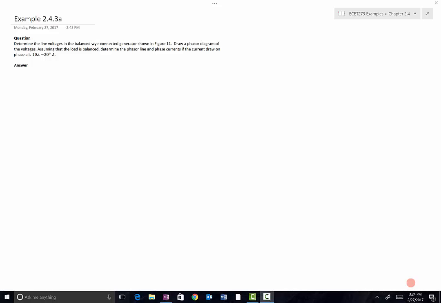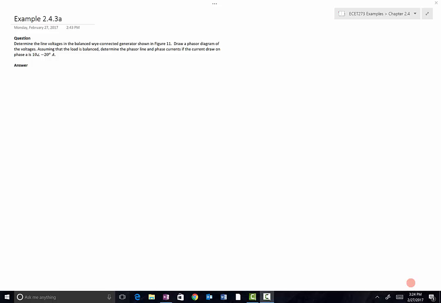Example 2.4.3a. Determine the line voltages in the balanced Y-connected generator shown in figure 11. Draw a phasor diagram of the voltages. Assuming that the load is balanced, determine the phasor line and phase currents if the current drawn in phase A is 10 at angle negative 20 degrees amps.